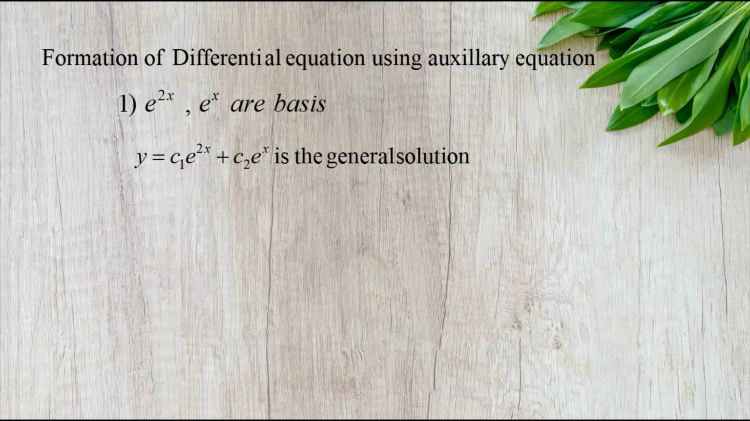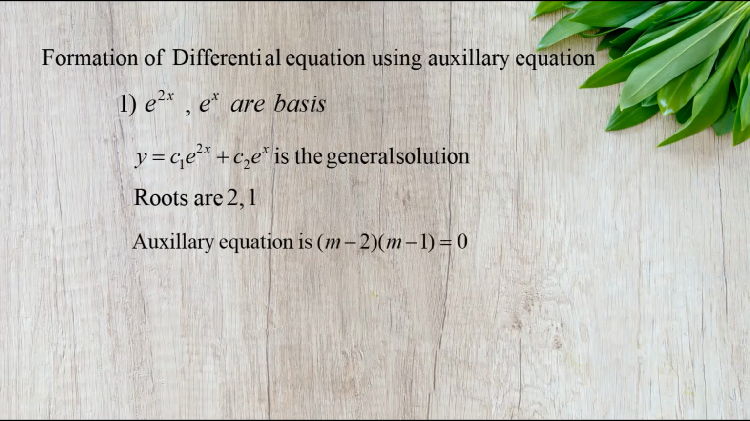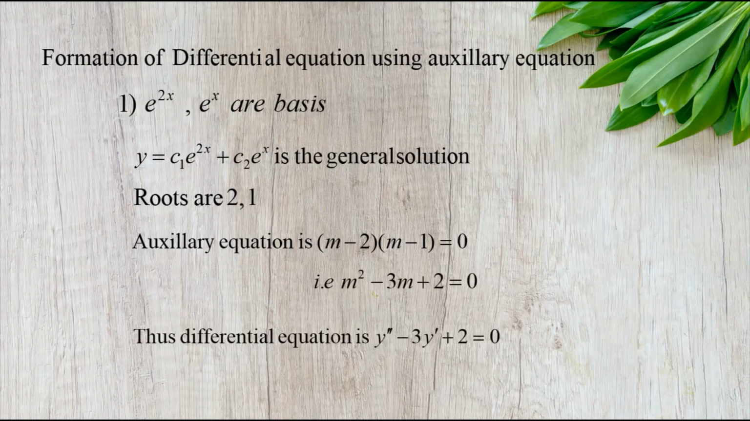By looking at this solution, we can clearly understand what the roots are, because it is nothing but a complementary function with the roots 2 and 1. So the roots are 2 and 1. The auxiliary equation can be written as, because if you want 2 and 1 as the roots, the equation must be (m - 2)(m - 1) = 0. Upon expanding this, we can write the differential equation, which is y'' - 3y' + 2y = 0.